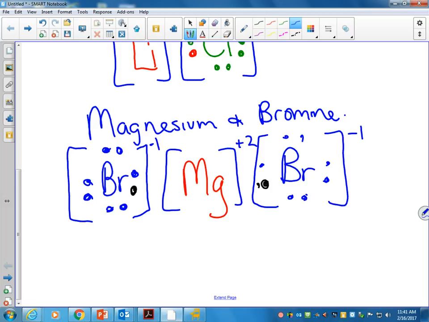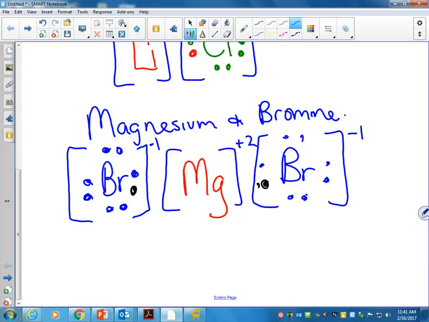Some people get used to it, they see the pattern, and they can draw this without moving the electrons out. That's fine. If you get to the point where you don't need to move the electrons out for the give and take, you can draw it in the first place without moving them, go right ahead, okay?